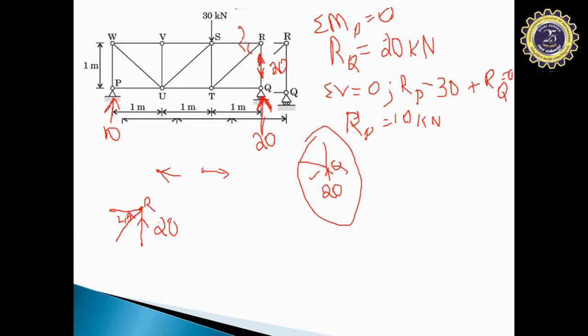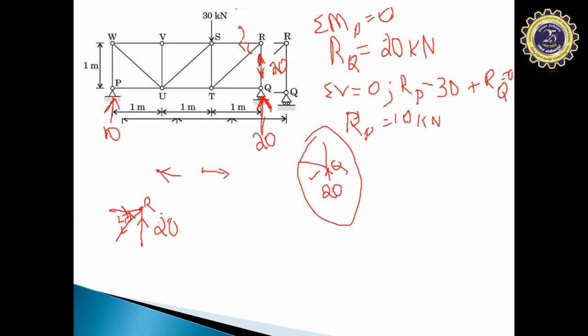This is compressive. Let us assume this also to be compressive in nature, and let this be tensile in nature, just for assumption's sake. If you get answer in negative, that means whatever the direction that you have assumed is wrong, you need to reverse the direction. If you have assumed it to be compression, and if you get negative along with the magnitude, that means it is not compression, it is tensile in nature.